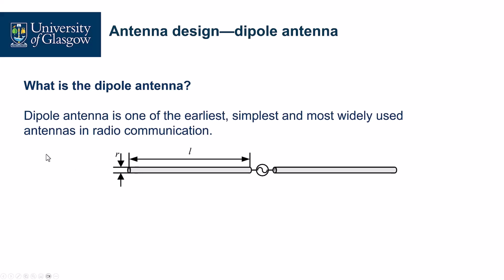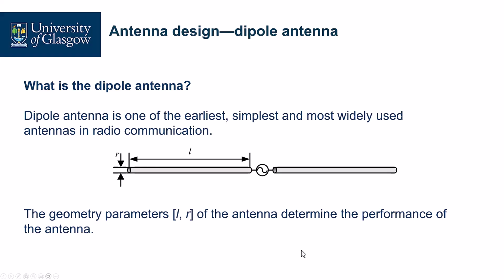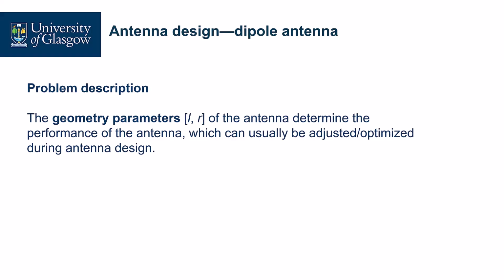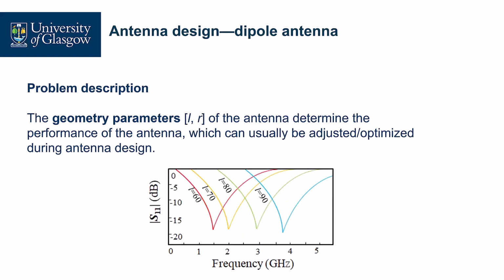So let's see a simple case. In this dipole antenna, we change the length L and the radius R, right? Each antenna with a different L and R has a different performance. As you can see in this figure, I fix the R value and change the L value from 60 to 90. And we can see the response is different for each of them, right? Now we want to find the optimal L and R to meet the design requirements.